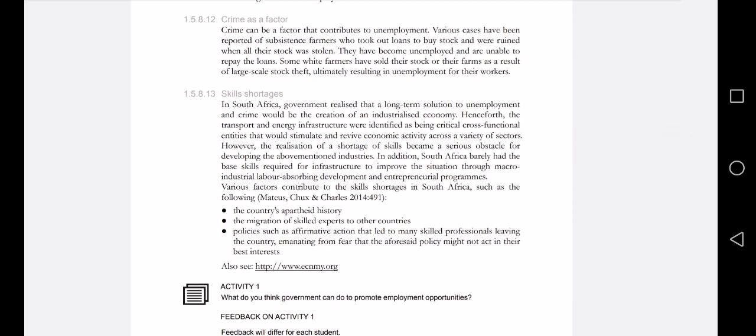Crime as a factor. Crime can be a factor that contributes to unemployment. Various cases have been reported of subsistence farmers who took out loans to buy stock and were ruined when all their stock was stolen. They have become unemployed and are unable to repay the loans. Some white farmers have sold their stock and their farms as a result of large scale stock theft, ultimately resulting in unemployment for their workers.